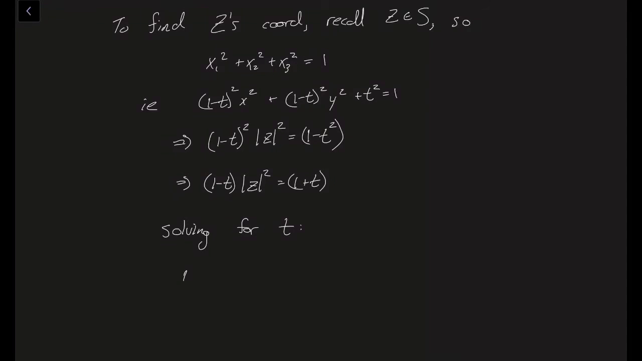And going through and solving for t, we get that t must be equal to the magnitude of z squared plus 1 over the magnitude of z squared minus 1.